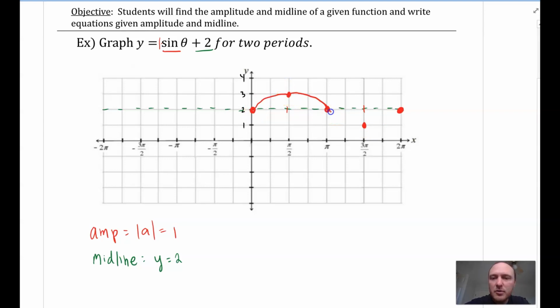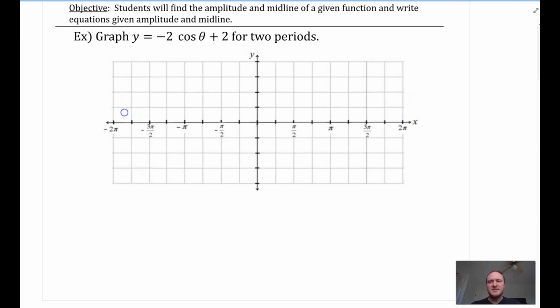So here's what the graph looks like, and that is just one cycle or one period. What you need to do is the same thing. They want 2 periods. So every 2 pi, this repeats. I'm going to go backwards 2 pi, and again split it into fourths, and repeat the pattern. So I had a max, a midline, a minimum, a midline, a max, and then a midline. And so here is our graph, and there it is.